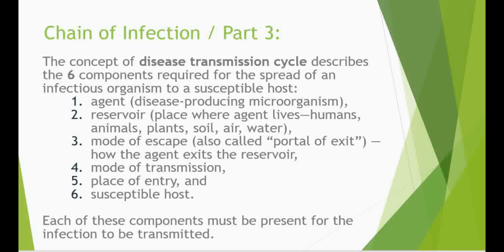One of these concepts is the disease transmission cycle. In this model, there are 6 components required for the spread of an infectious organism to a susceptible host. Number 1, it's the agent, of course, the disease-producing microorganism. Number 2 is the reservoir, the place where the agent lives. So again, us, humans, animals, plants, soil, air, and water.